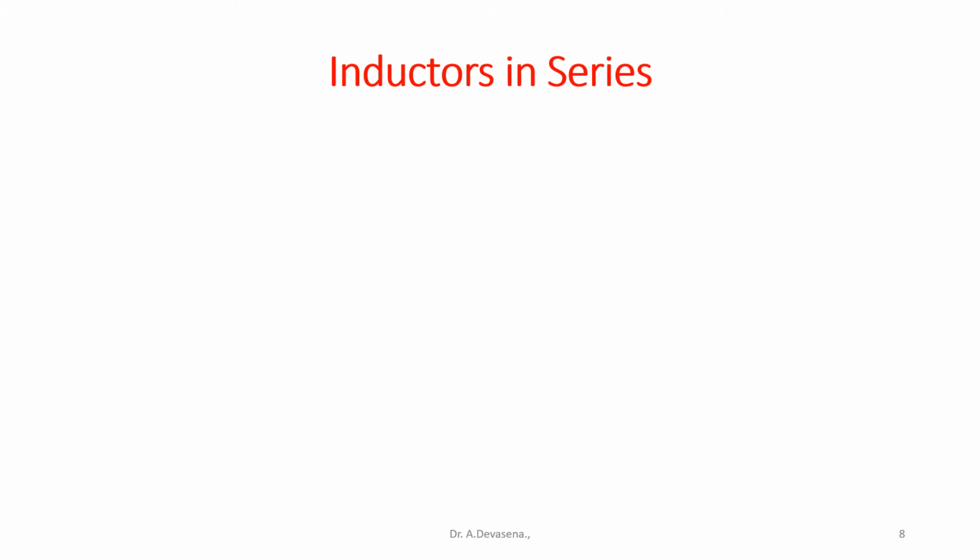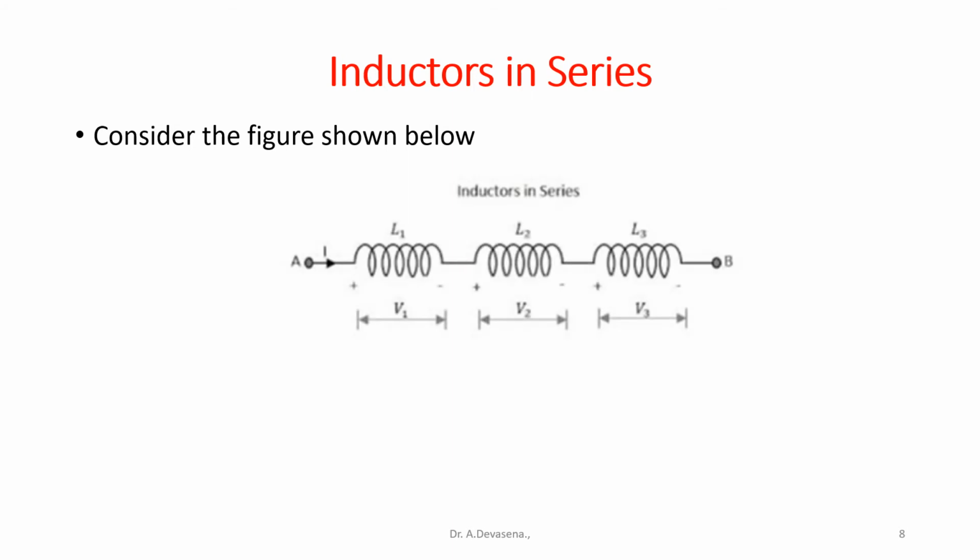Let us discuss about inductors in series. Consider the figure shown below. In this figure, we have inductors L1, L2, L3. One end of the inductor L1 is connected to the terminal A. The other end of the inductance L1 is connected to the inductor L2. The L2's other end is connected to one end of the L3. L3's other end is connected to the terminal B.